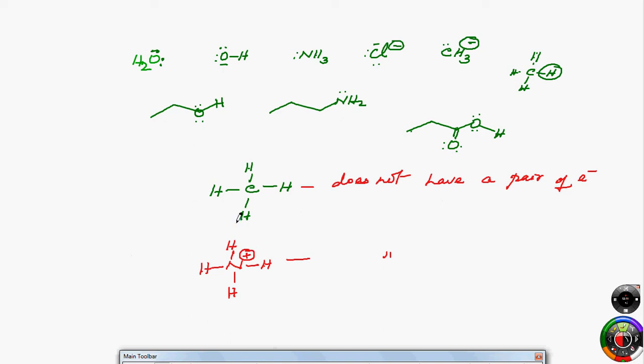Hope you understood the difference between a nucleophile and a base. By nucleophile we mean a species which makes a new covalent bond by donating a pair of electrons with any atom other than hydrogen. When the nucleophile makes a new bond with a proton by doing the same thing, donating the pair of electrons, then it is called a base.